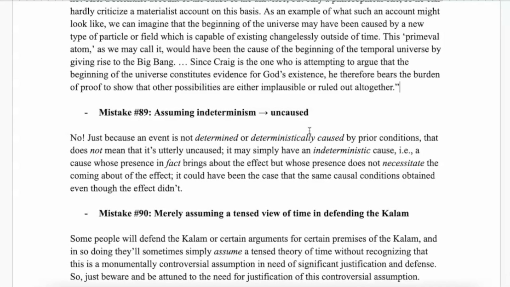In other words, in cases of indeterministic causation, it could have been the case that the same causal conditions obtained even though the effect didn't. Please stop assuming that the mere fact that indeterminism is present implies that there are uncaused events. No, that does not follow.